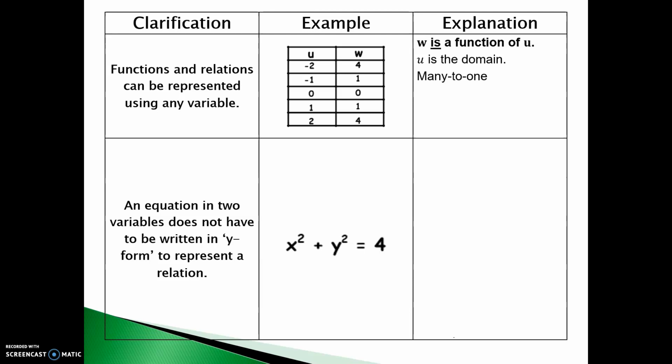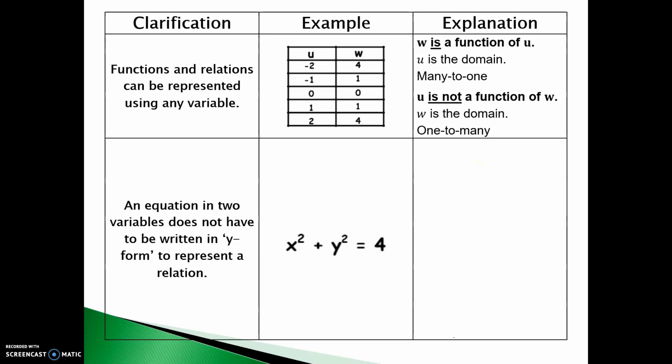It is a many to one situation. The many is because -2 and +2 go to the one value of +4. But we can also go from right to left as we learned in our activity. And in this case, U is not a function of W because then W would be the domain. And then that one number of 4 can go to many values in U, which is 2 and -2. So that would be a one-to-many situation, which is not a function.